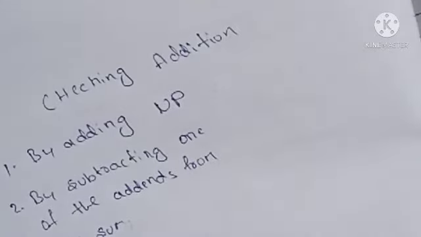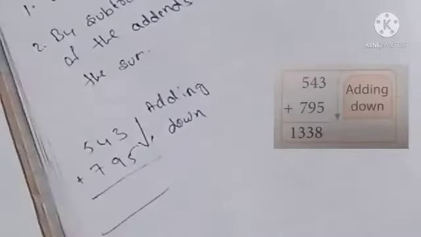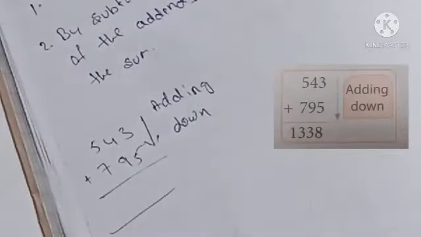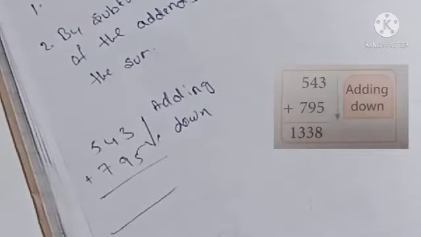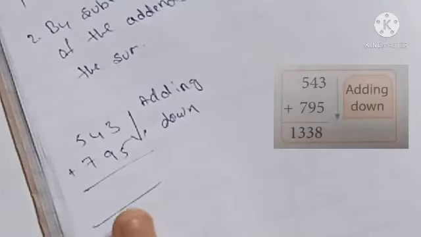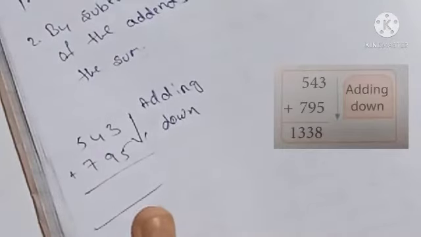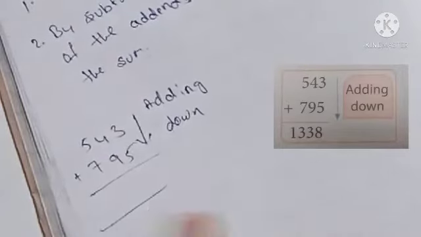Now for example, I will take a number. I think it is displaying on the screen. Let us take one example. Here the number is clearly on the screen. The numbers are 543 plus 795. This is called adding down.